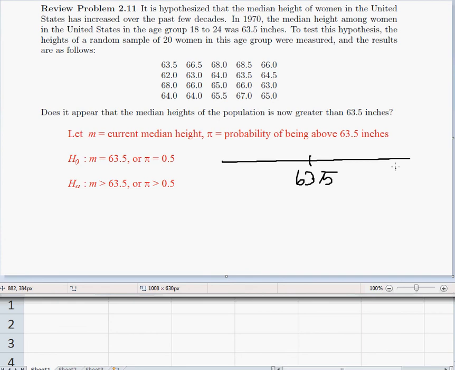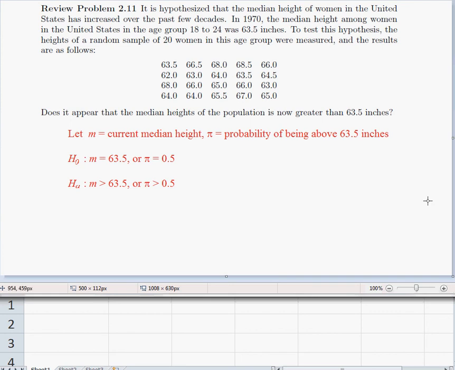The alternative hypothesis would be that the median is something bigger than 63.5. So that means half the data lies to the left of m and the other half lies way over here. So if I take a look at the probability of being above 63.5, I get half the data over here and then some, whatever is between 63.5 and m. So the median being above 63.5 for this particular problem would mean that pi is greater than 0.5. So that's just a quick cartoon sketch to see why those statements about the median and pi are correct.